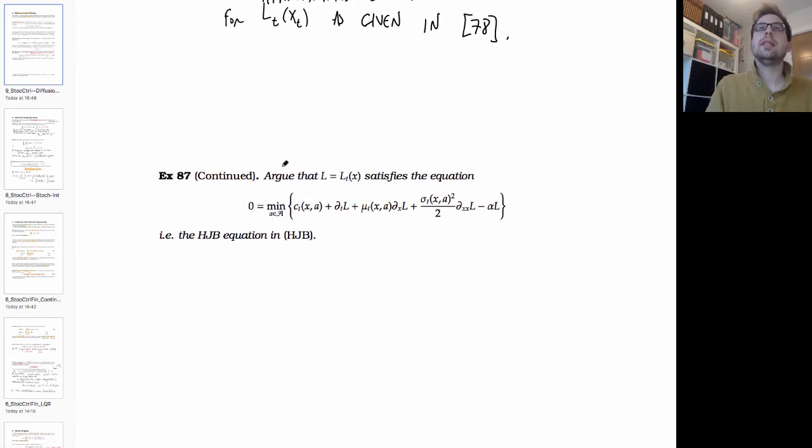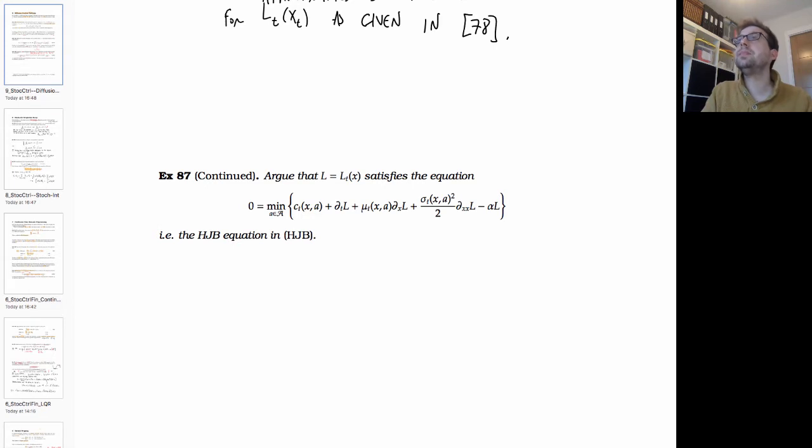Then it says, argue that L of t of x satisfies the following equation. This is exactly the HJB equation that I wrote down earlier for a one-dimensional stochastic differential equation. So let's do that.